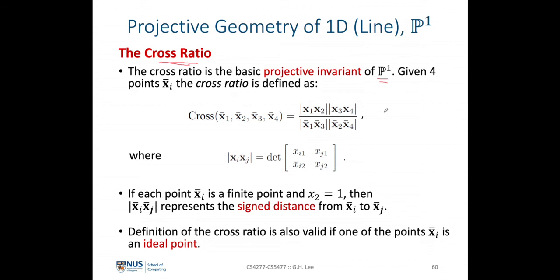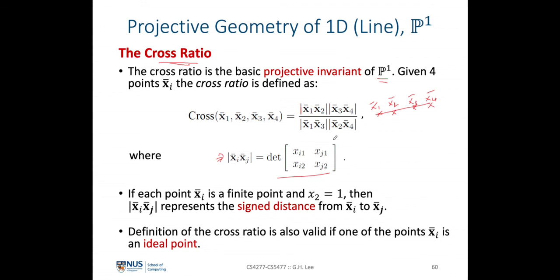So given 4 points in the 1D projective space that are defined by x bar i over here, so assuming that I have x bar 1, x bar 2, x bar 3, and x bar 4 over here, the cross ratio can be computed as the determinant of the product of the 2 points over here and the matrix multiplication of the 2 points over here. So this guy over here represents the determinant, which can be computed using the determinant equation. So it will be just the cross multiplication of these 2 elements minus the cross multiplication of these 2 elements over here.